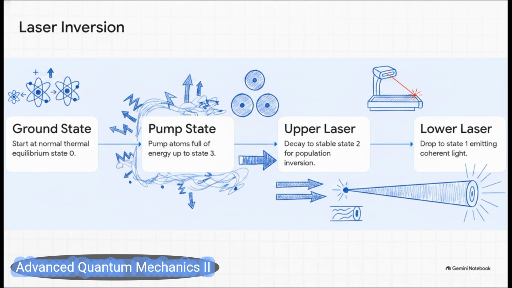Lasers rely on a fascinating four-step process called population inversion. First, you start at the ground state.